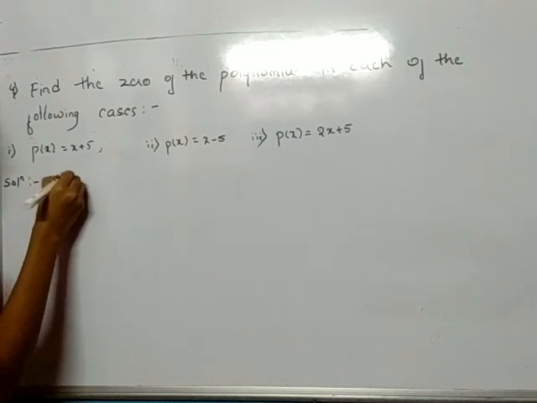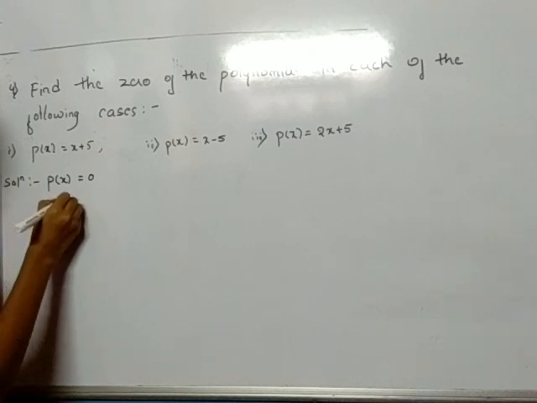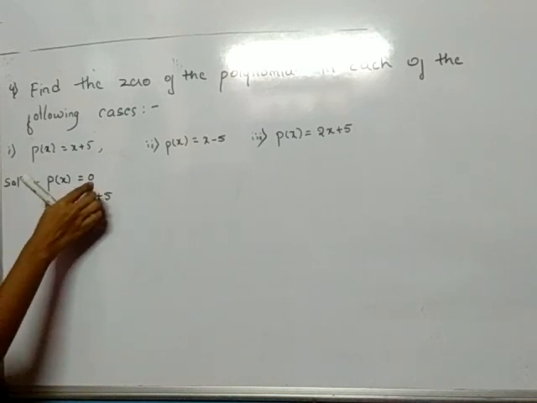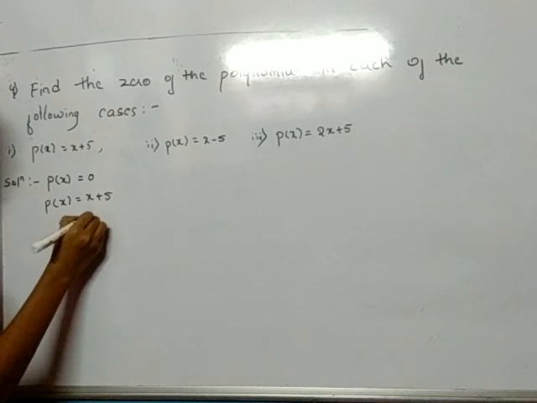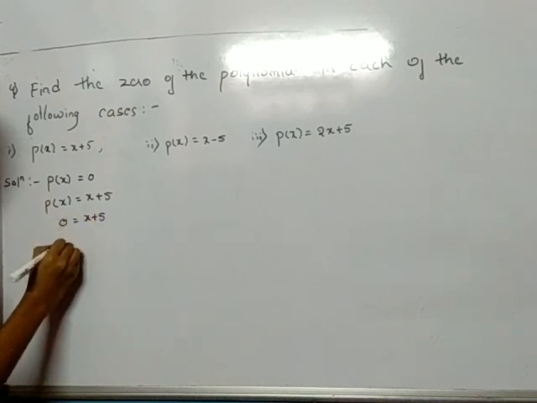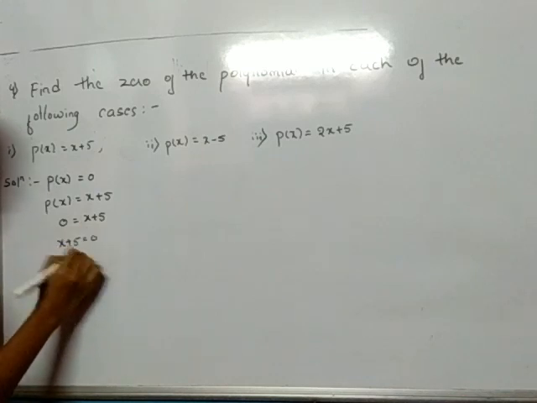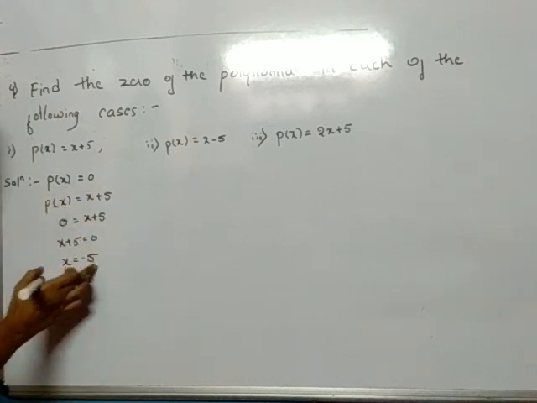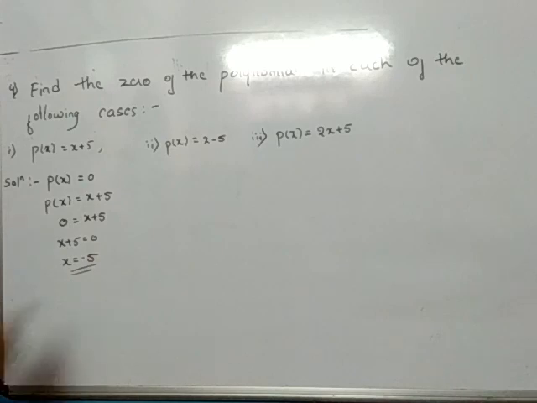P of x, for that we need to consider it as 0, and the given polynomial is x plus 5. P of x means here 0 we have considered, right? So we will give it here 0 equals x plus 5. Or you can write x plus 5 is equal to 0. Then x is equal to minus 5. I will bring this plus 5 to the right hand side. It will be minus 5, right?